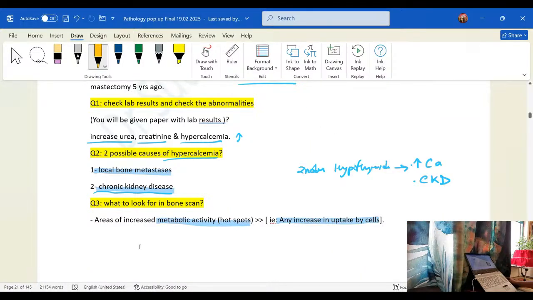What to look for in bone scan? In bone scan, we will look for highly metabolic activity or hotspot. We will look for area of increased metabolic activity in the bone, which is called hotspot.